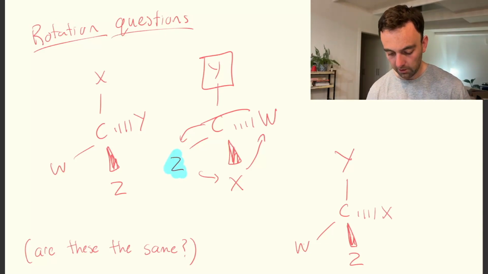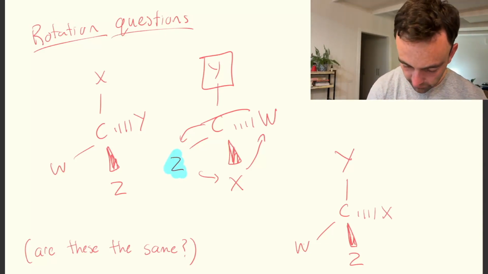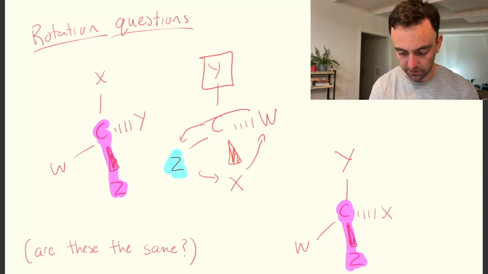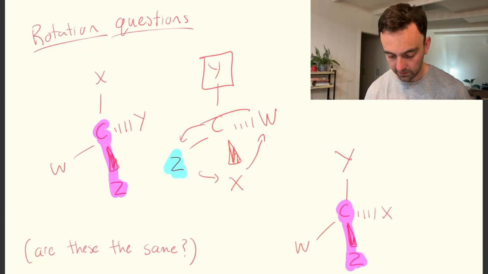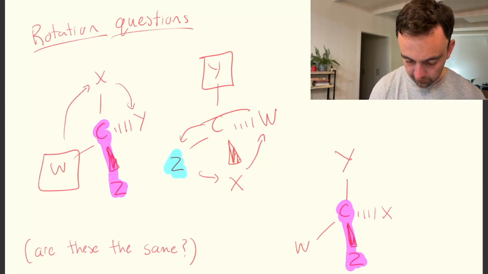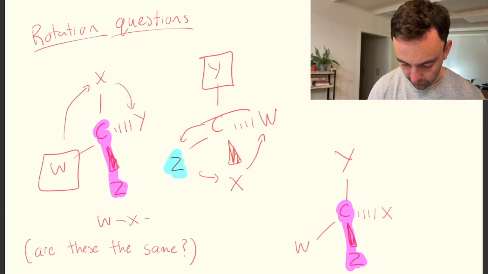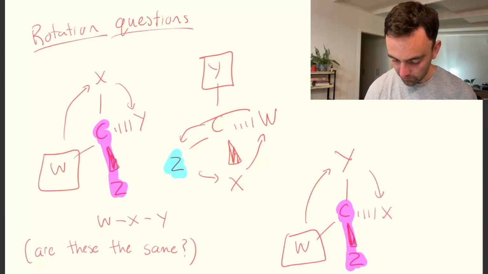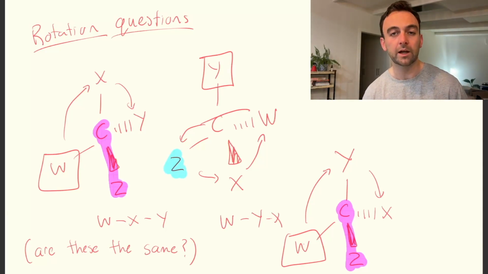So you see that now, if I highlight that again, I've got the C and the Z in the exact same position. And now I'll start at the W and go clockwise again. So on this one, I get W, X, Y. And if I start here and I go clockwise, I get W, Y, X. So these two molecules are stereoisomers. So that's exactly how I would go through any kind of stereochemistry rotation question in the GAMSAT.